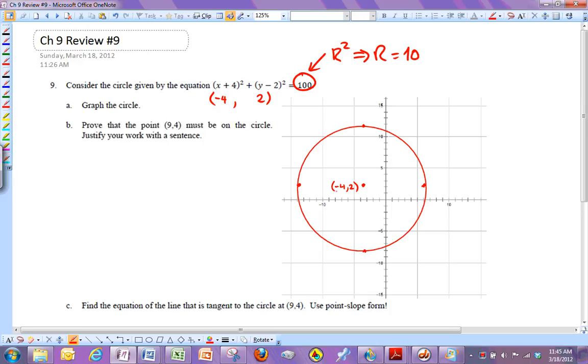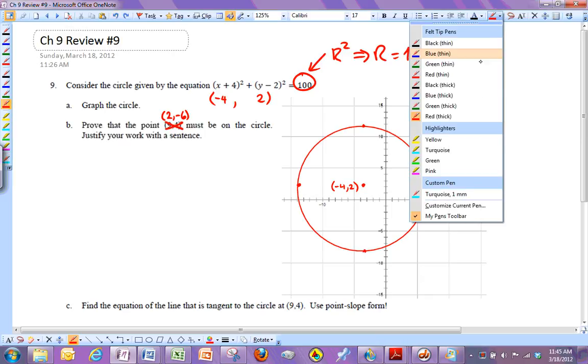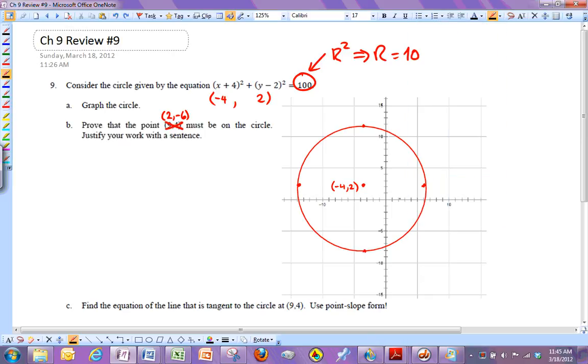Prove that the point 9, 4. Oh, this is a typo. Remember, this should be 2, -6. So prove that the point 2, -6 has to be on the circle. Okay. Whoops. Oh, shucks. Undo that. Alright, so 2, -6. Well, let me get a different color here. 2, -6 would be right here.